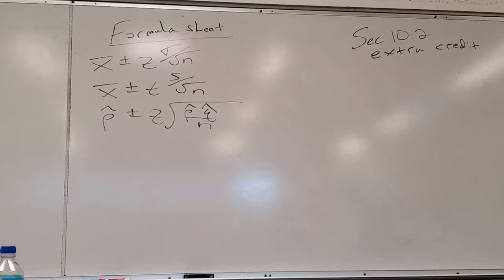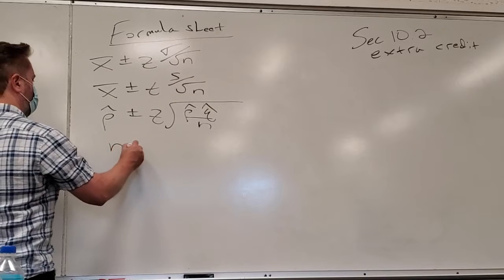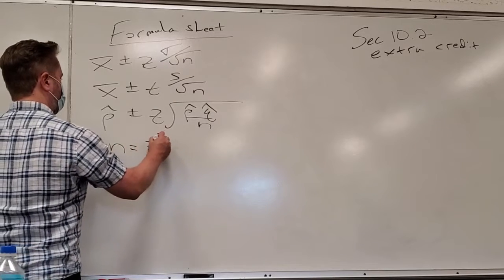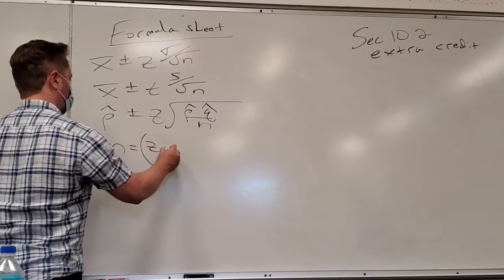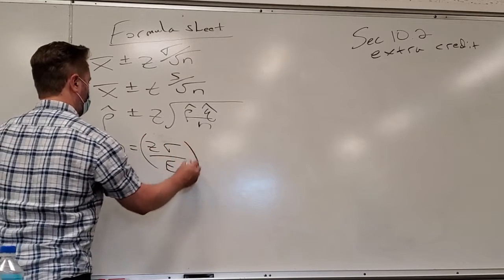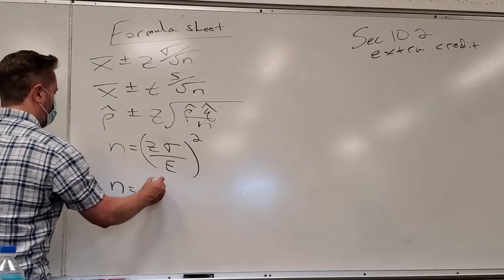And then there's the 2 formulas for finding the n to be such and such confident, right? All right. So we got this one here. Got this dude, and we got this dude.